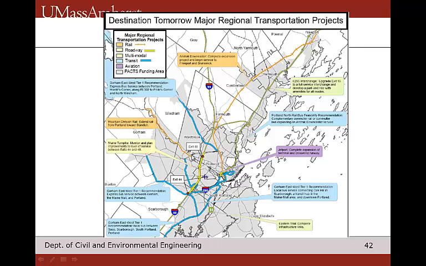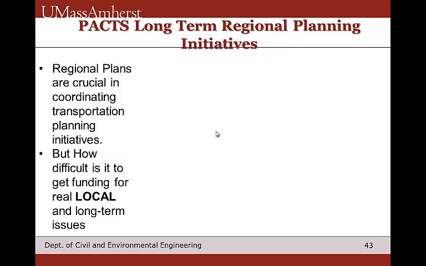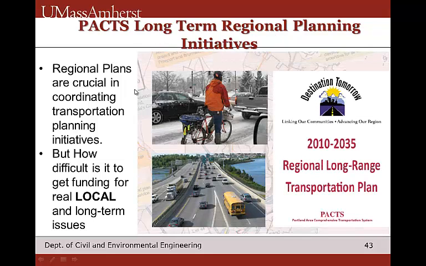So as you can see, many cities and towns have to go through proposal writing and must make their case to get money, which is why the Cumberland Mills Triangle has been the same for a long time, right? So PACS balances the long-term regional planning initiatives. Regional plans in general are crucial in coordinating transportation planning initiatives, but the difficulty is in how to get funding for real local and long-term issues, right?